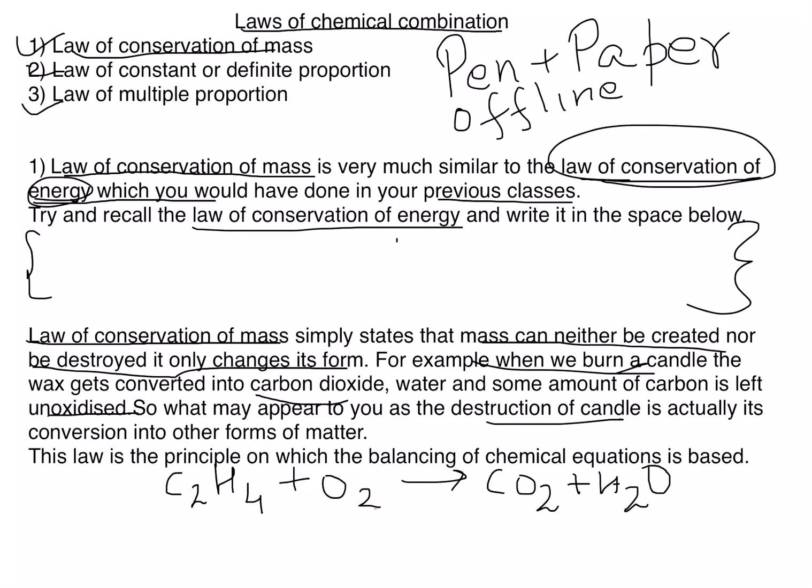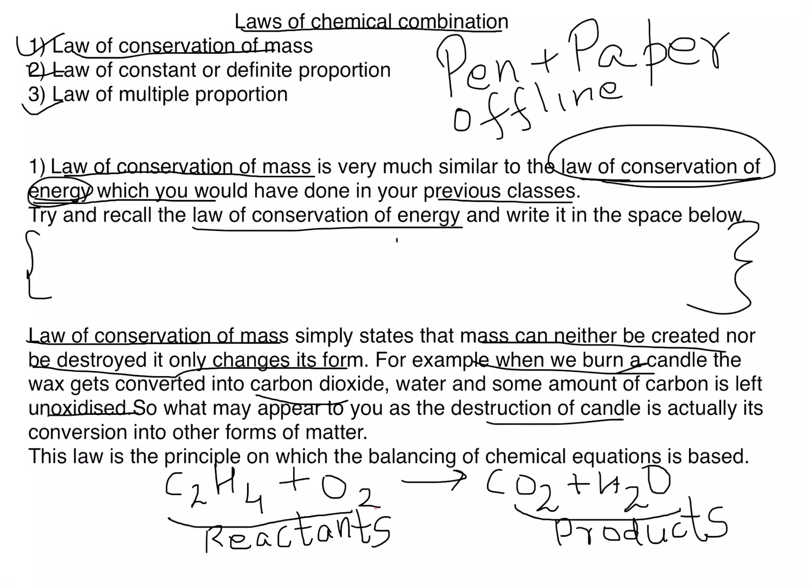Now, here, since we know that matter can neither be created nor destroyed, the mass of the substances on the left-hand side of the equation should be the same as those on the right-hand side. The substances on the left-hand side are what we call the reactants, whereas those on the right-hand side are what we call the products. So on the basis of this law, the total mass of the reactants should be equal to the total mass of the products, and that is the principle on which we balance a chemical equation.